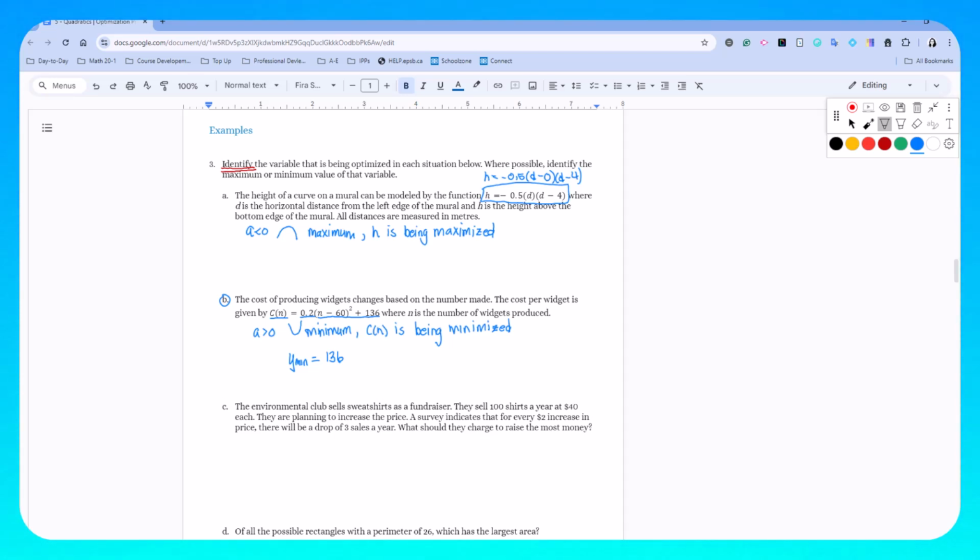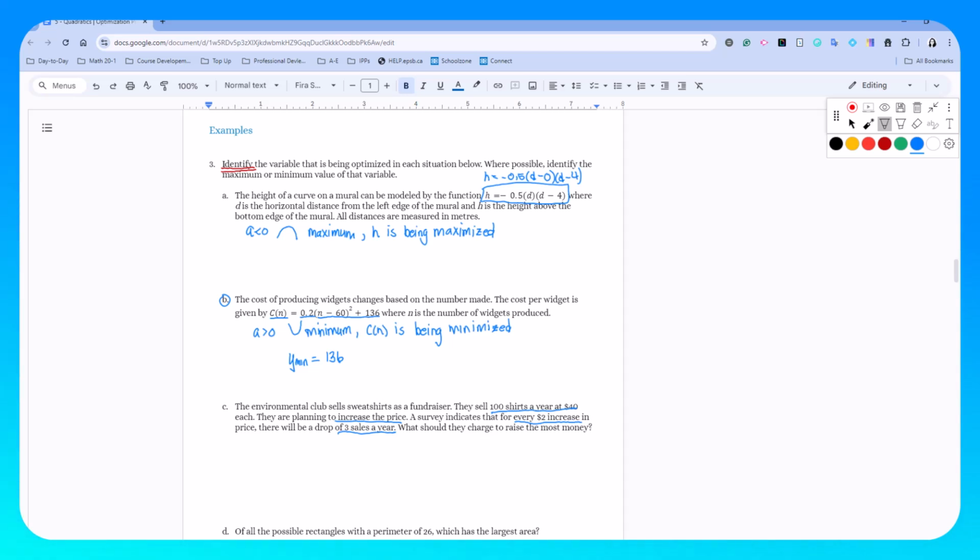Now let's look at the environmental club's fundraiser. They sell 100 shirts a year at $40, and they're planning to increase the price. They've done a little marketing survey, and it indicated that if they increase the price by $2, their sales will drop by 3 sales a year.